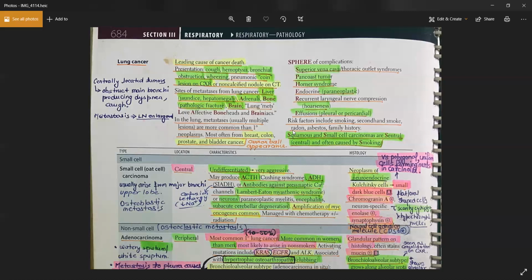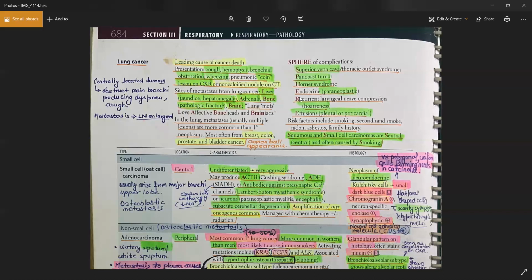For example, if there is an apical tumor, it can lead to superior vena cava syndrome. A Pancoast tumor can also happen, which is again an apical tumor. Horner syndrome can also happen because of that, if it compresses the sympathetic chain. Endocrine symptoms can also be there. If it is a tumor releasing hormones, it can lead to paraneoplastic syndrome also. If the tumor is in the apical region, it can compress the recurrent nerve.